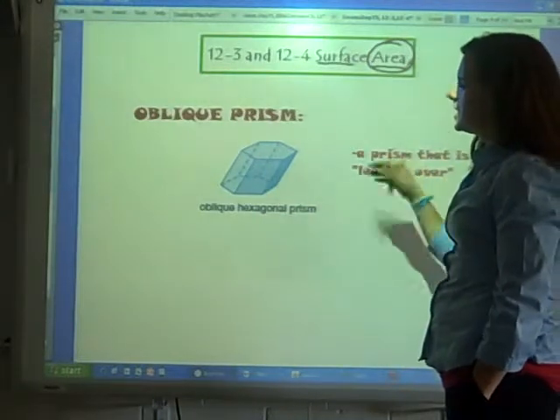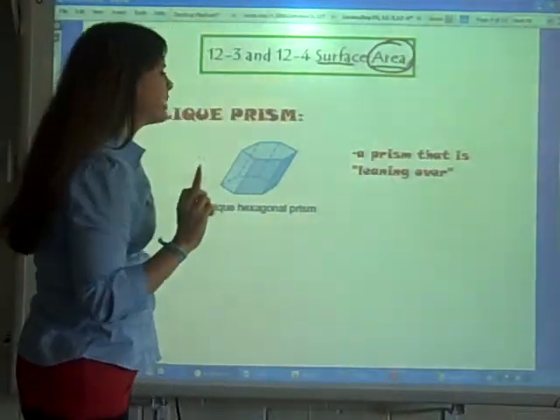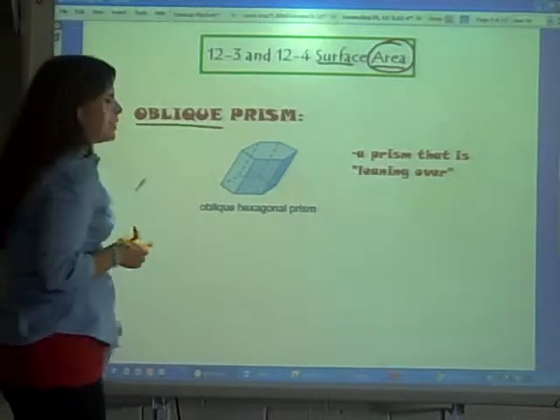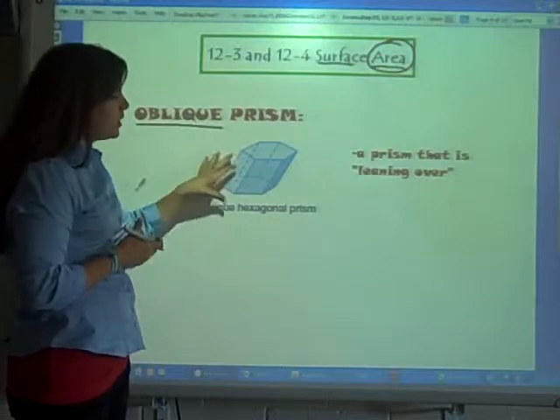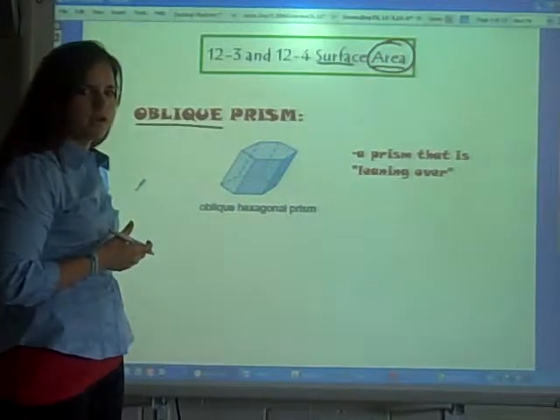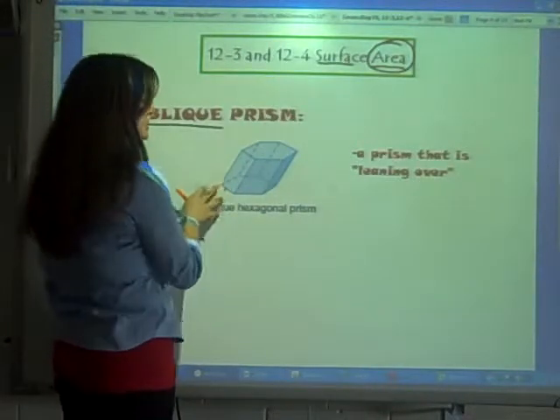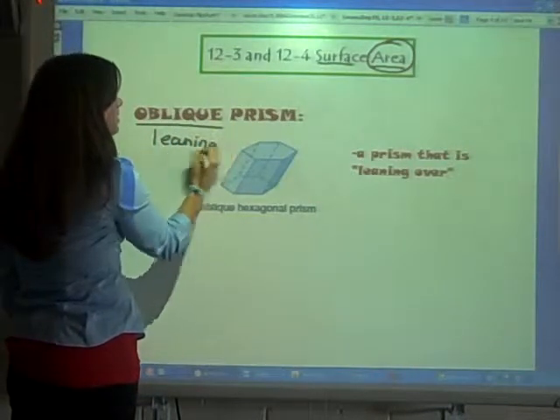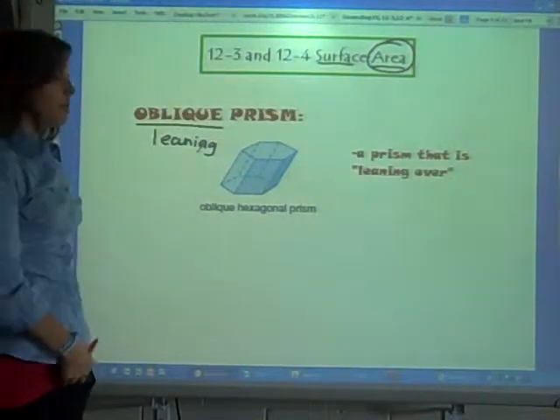Okay. There's one thing that I need to make sure we understand before we get started with surface area. We need to talk about this word, oblique prism. You're not going to see this a whole lot, but take a look at this prism here. This is an oblique prism because it's leaning over. Anytime you get a figure that is leaning, that's going to be an oblique prism.